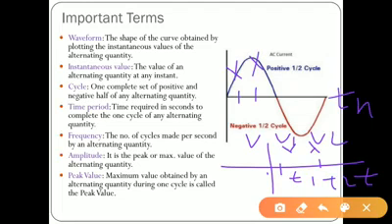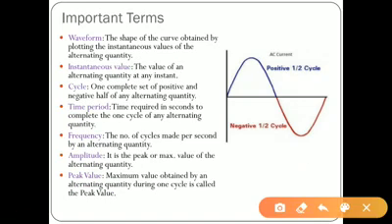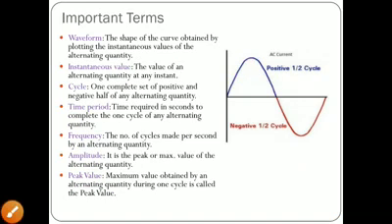So these different values from various instants are called instantaneous values, and by plotting these instantaneous values, we obtain a curve which is called waveform. So the definition is: the shape of the curve obtained by plotting the instantaneous values of the alternating quantity is called waveform.